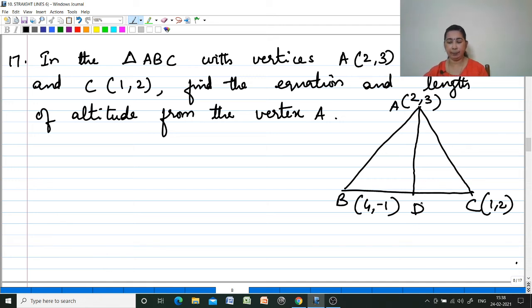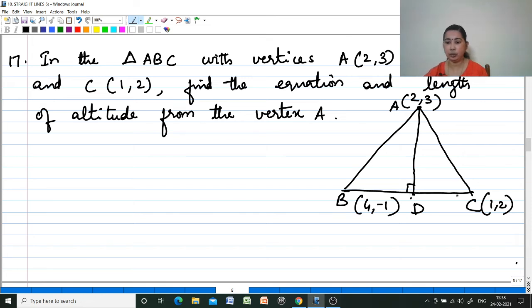So this is perpendicular, AD is perpendicular to BC. In order to find out the equation of AD, we need to find the slope of AD, and a point is already there. Only thing is that if we have the slope, we can find the equation. How can you find the slope of AD?